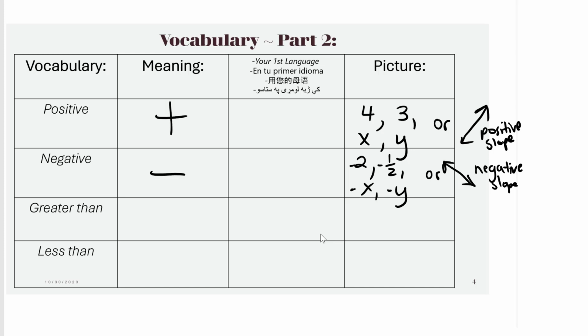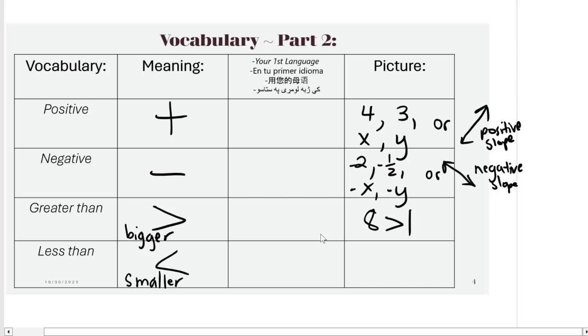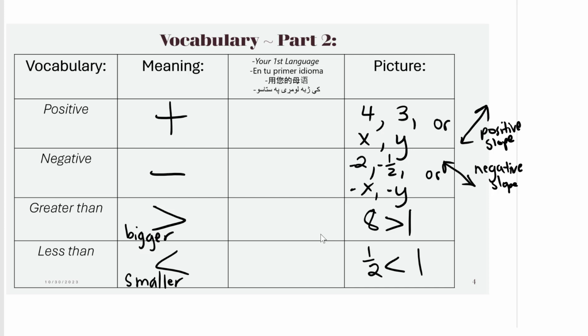And then again, write it in your first language. Greater than is this symbol. It means bigger. So este símbolo significa mayor que, so escribe en español aquí. Y este significa es más grande. Mayor que significa más grande. So it means it's bigger. For example, 8 is bigger than 1. Less than is this direction to the left, and it means smaller. Este significa es más pequeño. En español, este símbolo se llama menor que. For example, 1/2 is less than 1. That is vocabulary part 2.